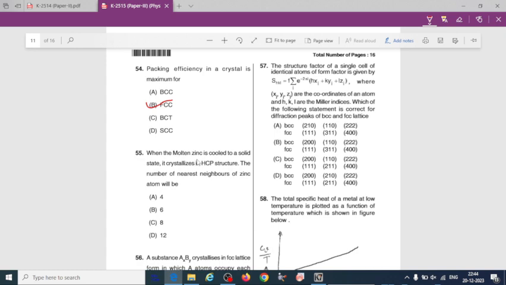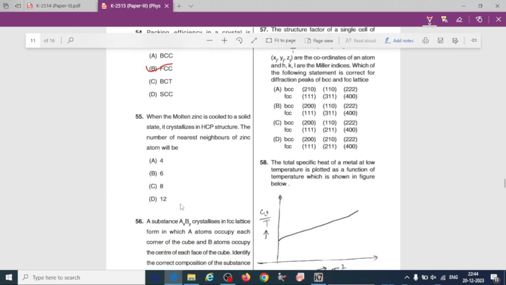When molten zinc is cooled to a solid state, it crystallizes in an HCP structure. The number of nearest neighbors of a zinc atom will be? So if we take the HCP structure, then the maximum number of nearest neighbors of zinc will be 12.